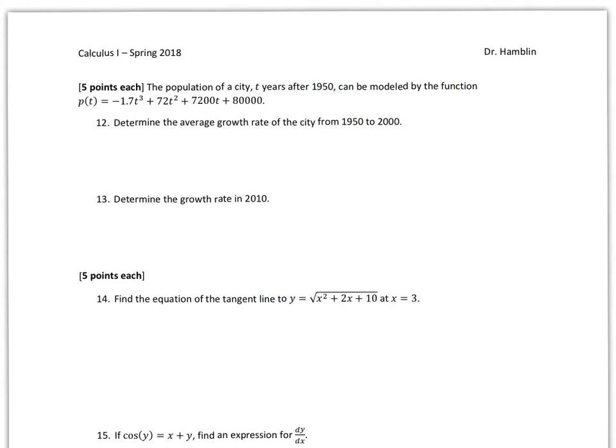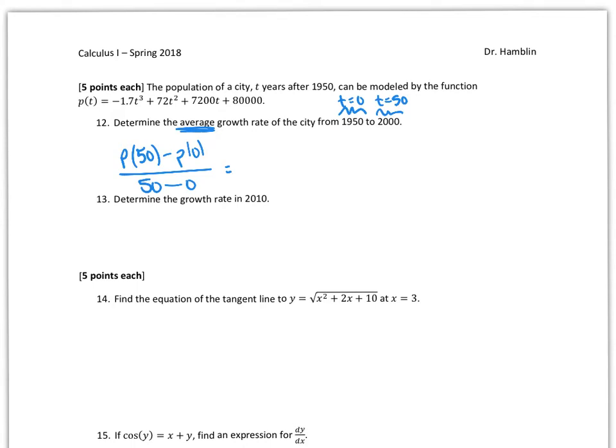Coming up to the last page now, we've got an application problem. So we're given the population of a city in years after 1950, and we want to find the average rate of growth of the city from 1950 to 2000. So this is actually not a derivative problem. Because we want the average growth rate, what we want is the slope from p of 0 to p of 50. Because 1950 here, that's time 0, and 2000, that's time 50. So what we have to do is plug 50 into our function and plug 0 into our function, and then subtract the results.